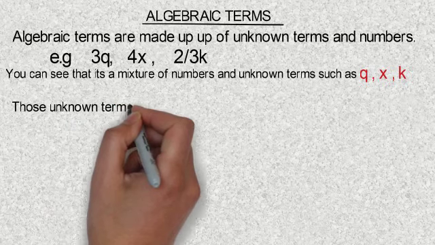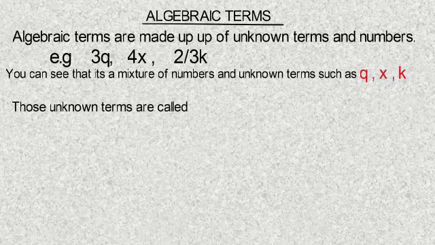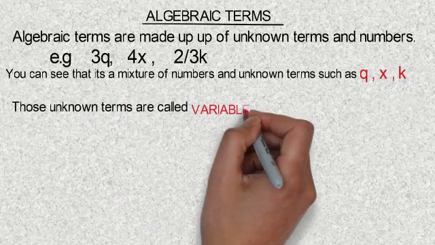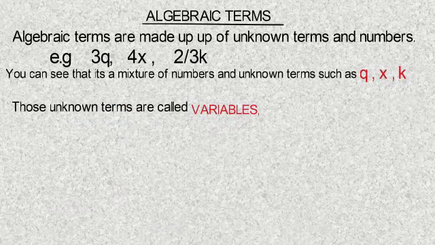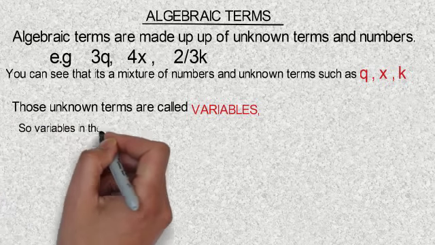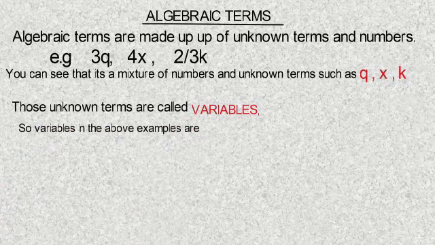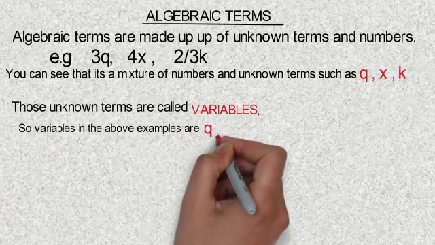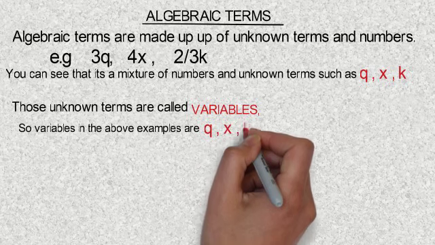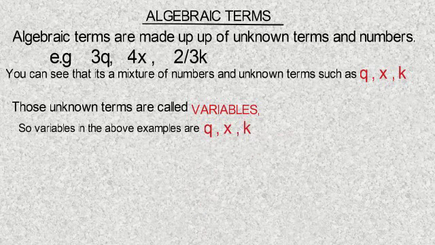Also note that the unknown terms are called variables. Can you see that? You should not forget this. The unknown terms are called what? Variables. So variables in the above examples are what? q, x, and k. Why? Because our unknown terms are called variables. So our variables in those examples are q, x, and k because they are unknown letters.